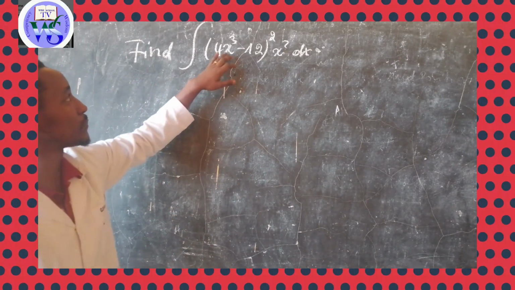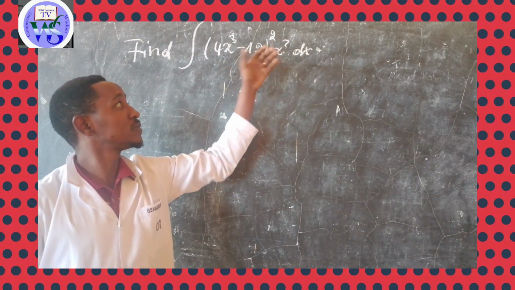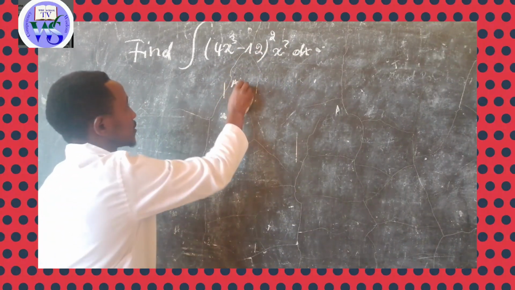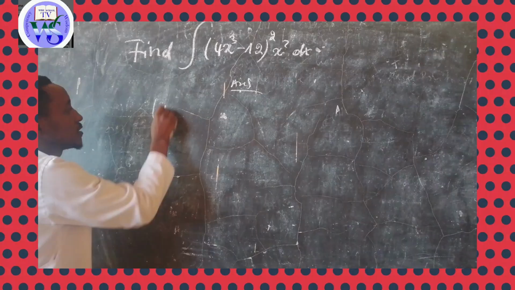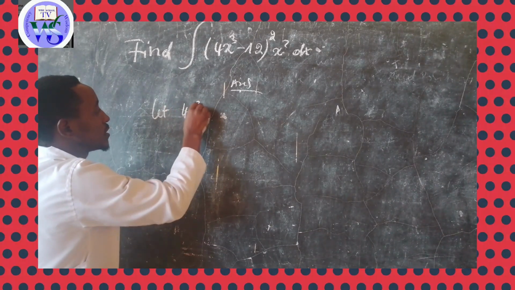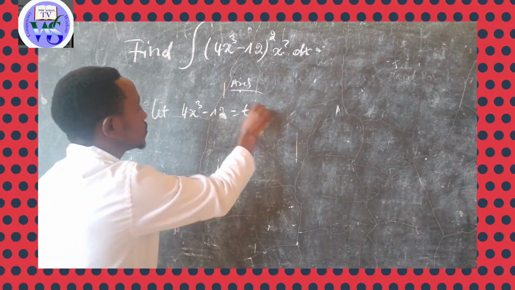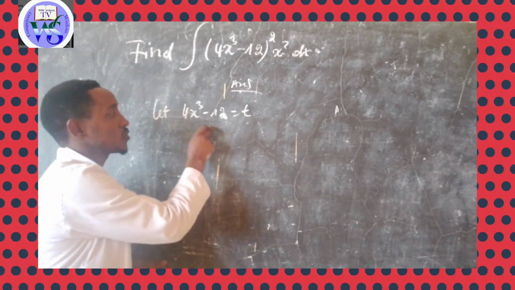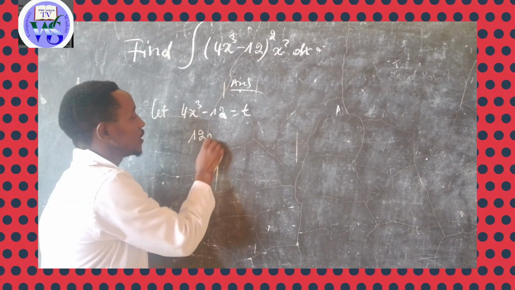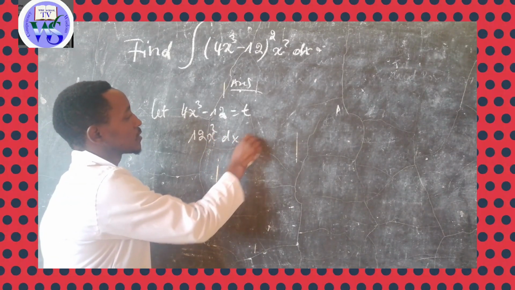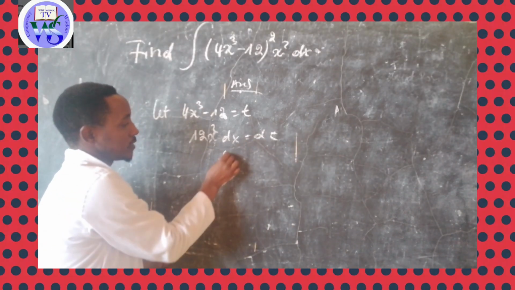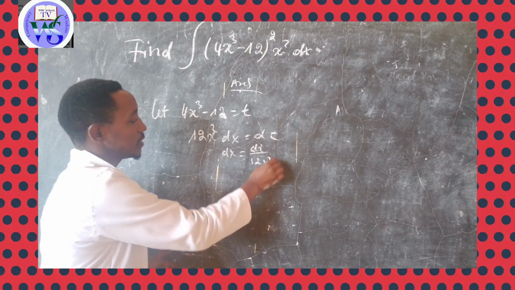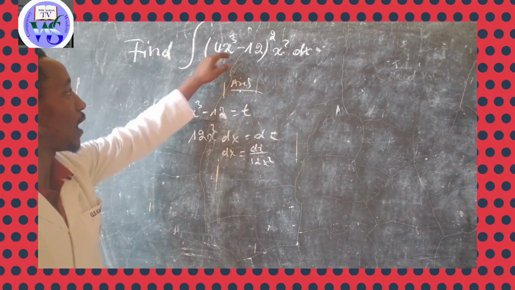So here there is x to the power 3, and here x to the power 2. It means there is a relationship between this and that. So for the answer, we can suppose that 4x^3 - 12 is equal to t. Then when we differentiate this with respect to x, we get 12x^2 dx equal to dt. So dx is equal to dt over 12x^2. We place this in our equation.